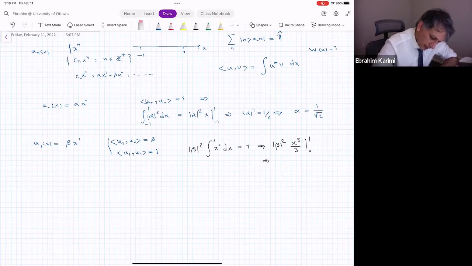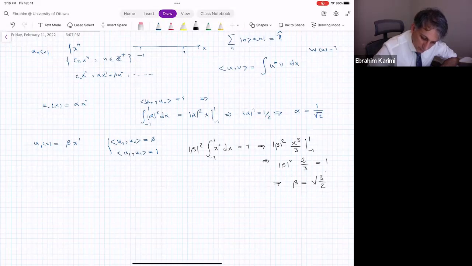And for that one also, that will be changing from -1 to 1. So that it means that beta power of 2, 2 divided by 3 equal to 1. Then from here, what we'll get is that beta is equal to square root of 3 divided by 2. Is that right? Okay. So then we got u1, which is square root of 3 divided by 2 of x.